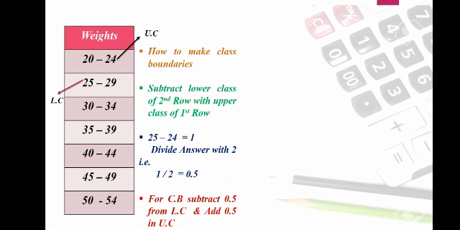So here the lower class is 25 and the upper class is 24. So 25 minus 24 is equal to 1. When you get the answer, you have to divide it by 2. And when 1 is divided by 2, it gives you 0.5. Now for C.B., which stands for class boundaries, subtract 0.5 from the lower class, that is 20, 25, 30, 35, 40, 45 and 50. And add 0.5 to the upper class, and the upper class column is 24, 29, 34, 39, 44, 49 and 54.